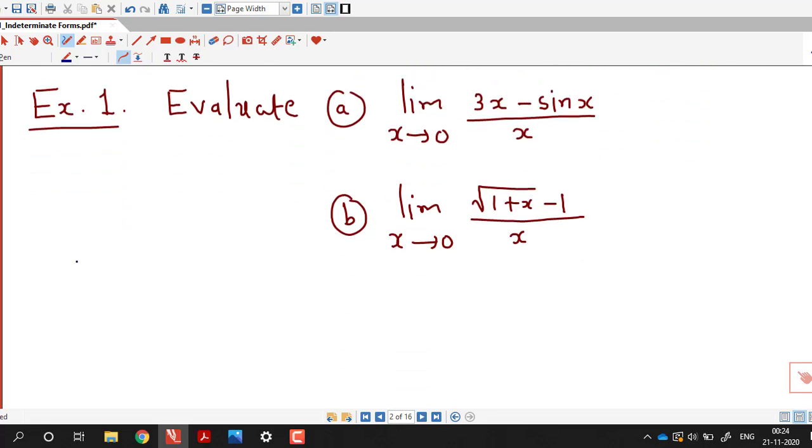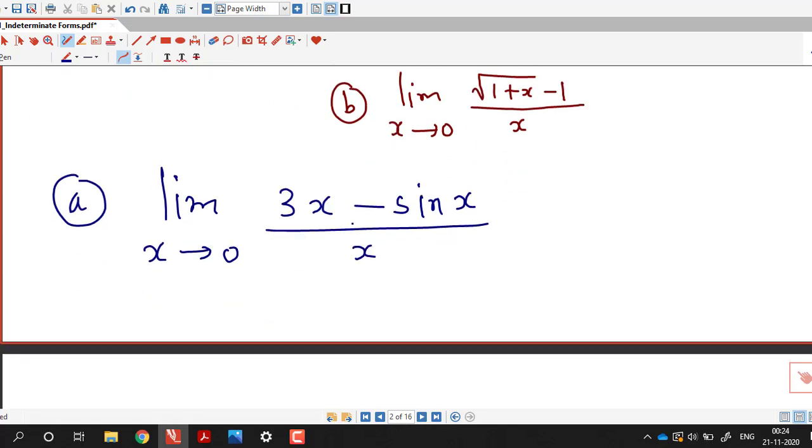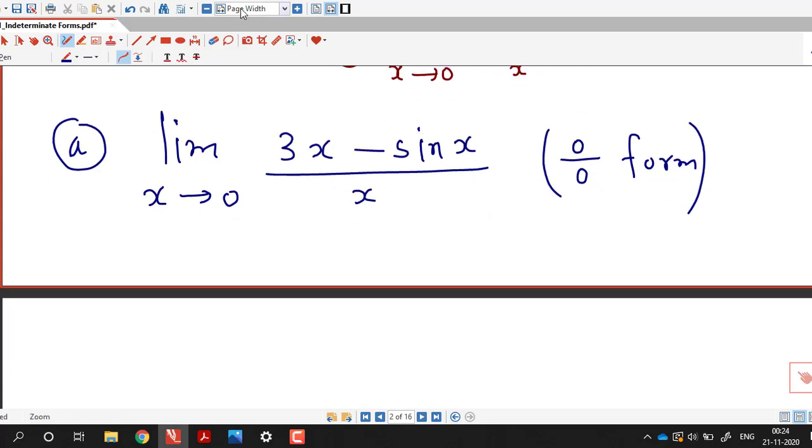Evaluate these two limits. So the first limit is the limit as x approaches 0 of (3x minus sin x) over x. If you take x equal to 0, then you will see this is 3 into 0 minus sin 0. Sin 0 is 0. So you can see this is 0 by 0 indeterminate form. So we can apply L'Hospital rule. Here f(x) is 3x minus sin x, g(x) is x, and both the functions are differentiable at every point.